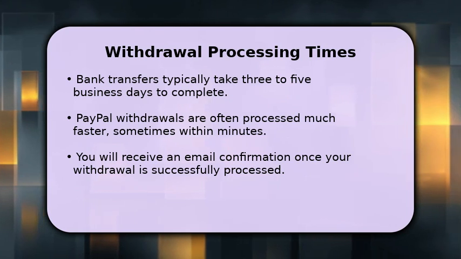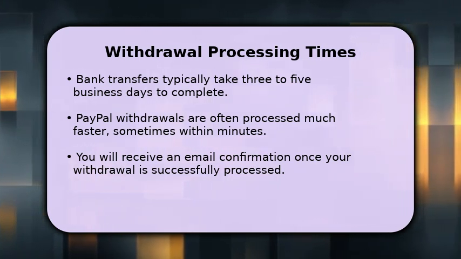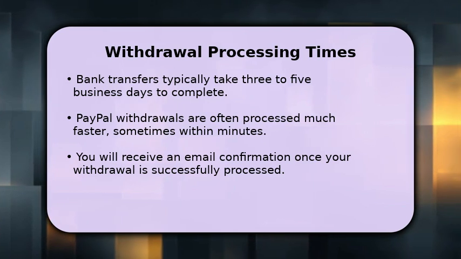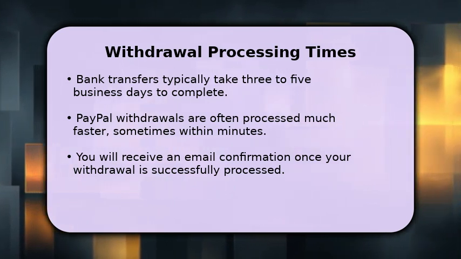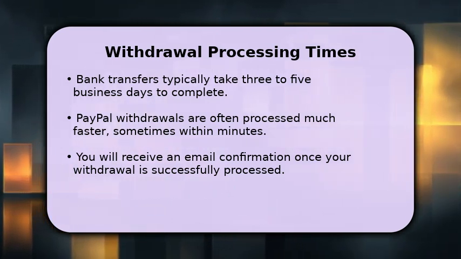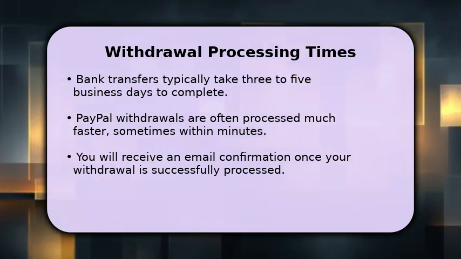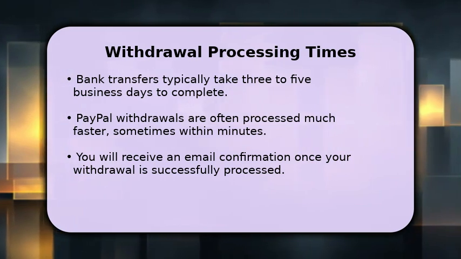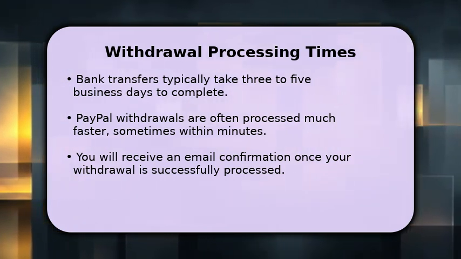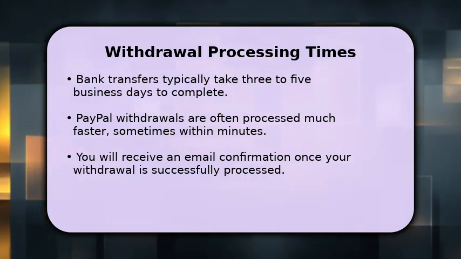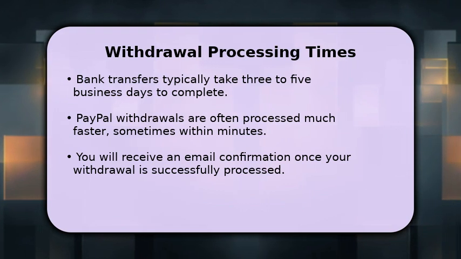Bank transfers generally take between 3 and 5 business days to fully complete and appear in your account. However, if you chose PayPal, your funds are often processed much faster, sometimes appearing within just a few minutes. You will receive an email notification from Coinbase as soon as your withdrawal has been successfully processed and sent.